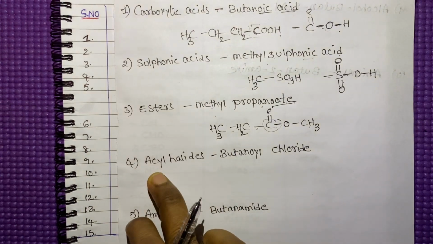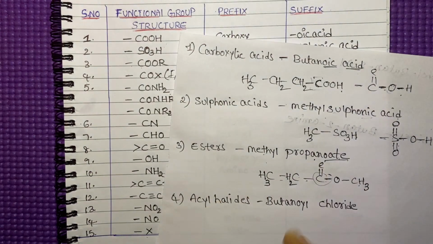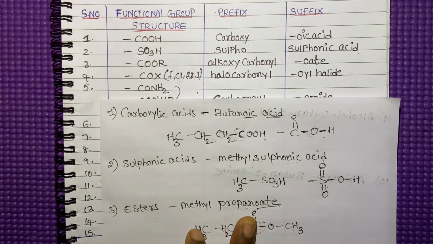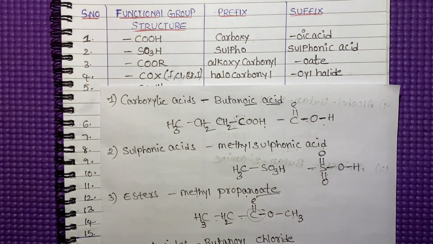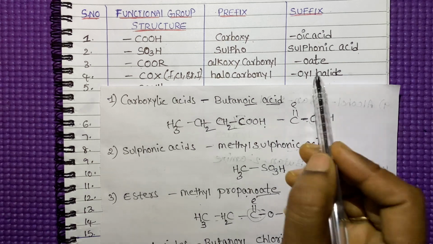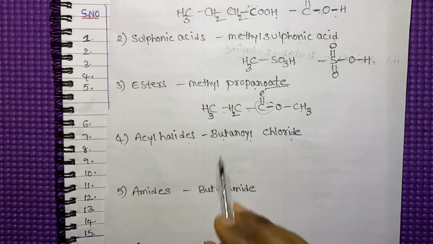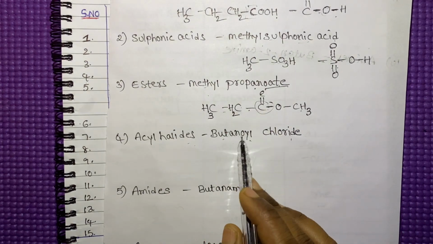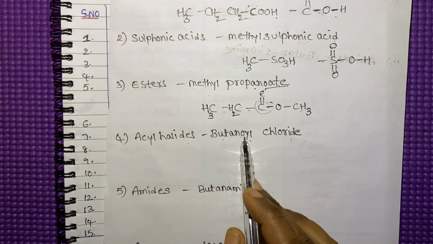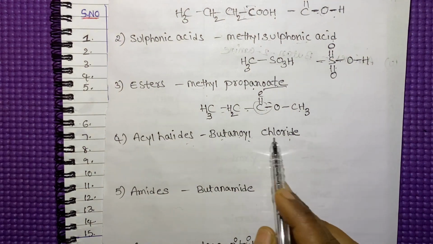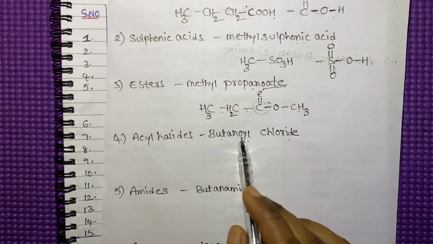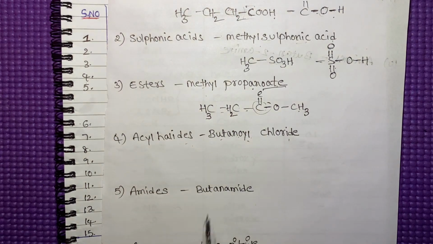Don't worry. Acyl halides. See here. Acyl halides means fluorine, chlorine, bromine, iodine. Here I am taking butanoyl chloride, "oyl chloride". In the place of the E in butane, I removed E and I added "oyl chloride". So, by seeing this, we can say that it is an acid chloride.